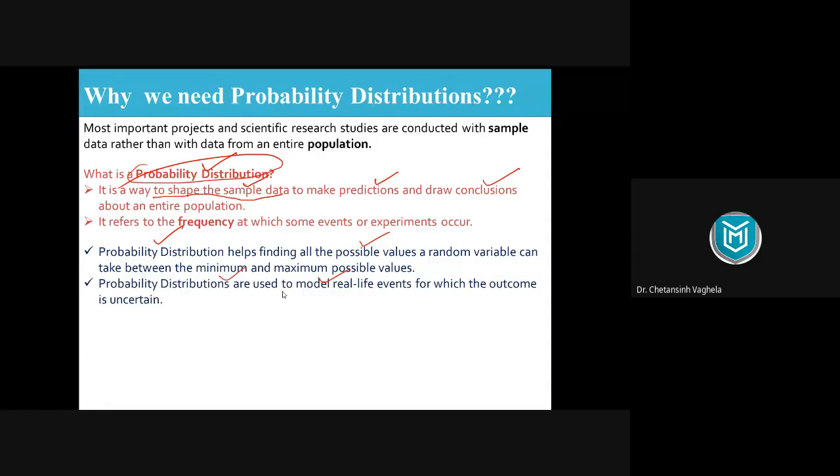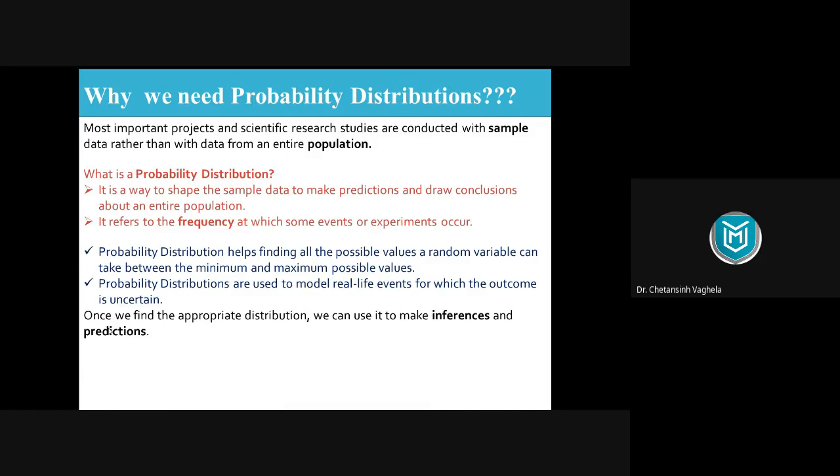And probability distributions are used to model real life events for which the outcome is uncertain. Now this is very important. Most of the realistic situations ऐसी होती हैं जिनका outcome uncertain है. Then to model such real life problems, we need the probability distribution. Then probability distribution will be used to model such kind of real life events. So this is also important.